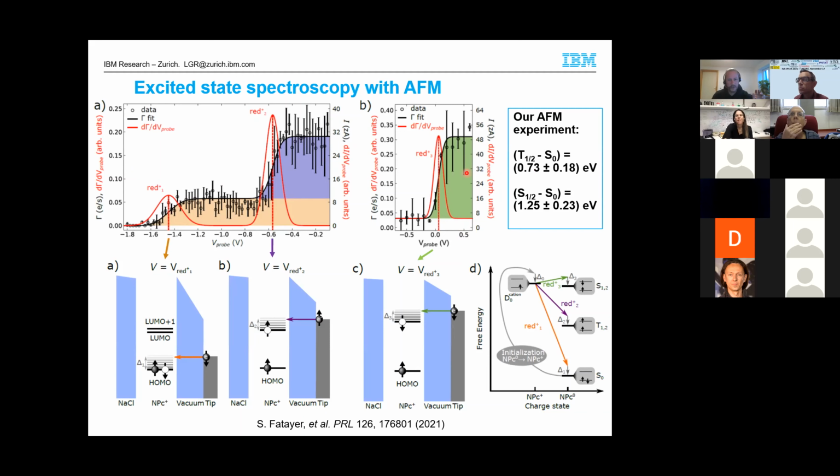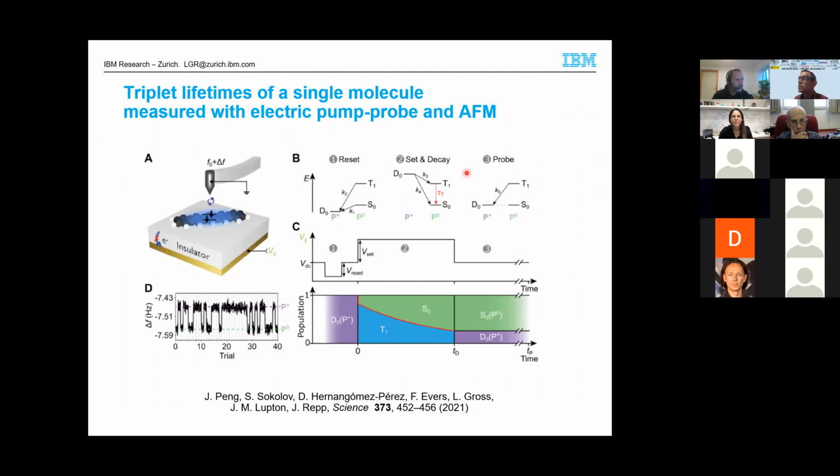And so this is now really the last thing, and then I'm going to quit. This has been automated. This is work of Leo Gross's group, no, of Yasha Rep's group, by Jingbo Peng as first author. He automated this, and he showed that you can measure triplet lifetimes of individual molecules with that approach. Basically that's automating it in a pump-probe scheme and doing all these transitions many times, and then measuring average forces in the end with the AFM.